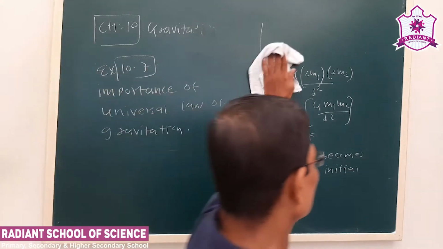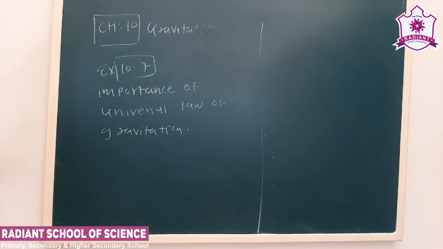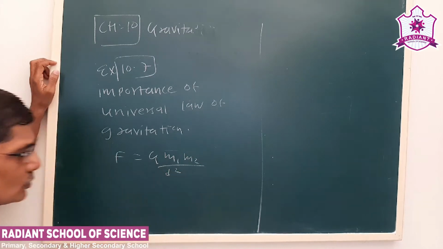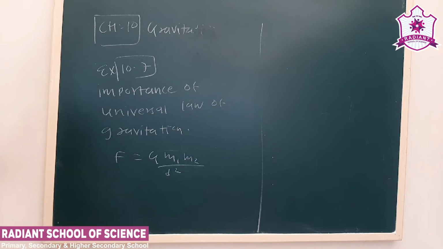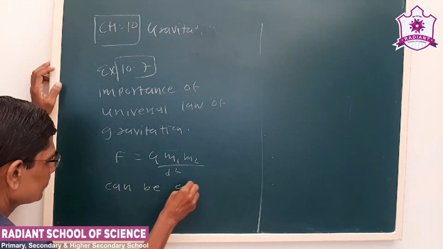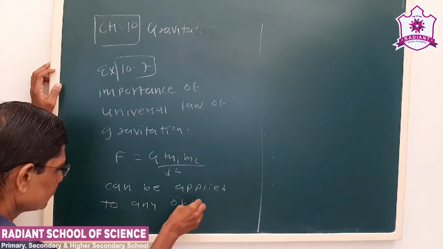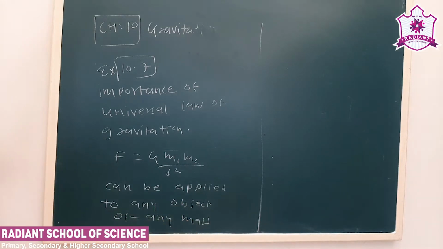Now we know the gravitational force is one of the fundamental forces in nature. See the universal law of gravitation, the gravitational force G M1 M2 upon d square. So the force is proportional to the product of the mass of the objects, inversely proportional to the square of the distance. Why is this important? Because it can be applied to any object of any mass. Okay, so that is the importance of the gravitational force.